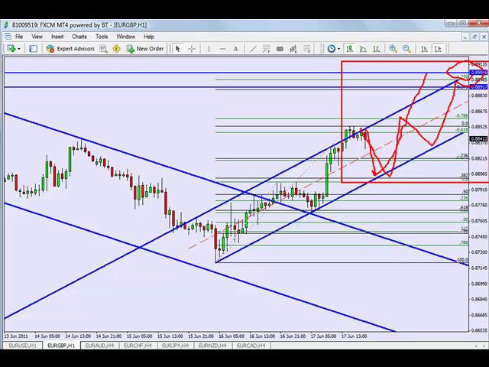Furthermore, notice how this 382 is resting right at the 8800 handle, which are psychological numbers in the market; the 00 and 50 handles play a significant area in the market. So that's what we have on the Euro Great British Pound.